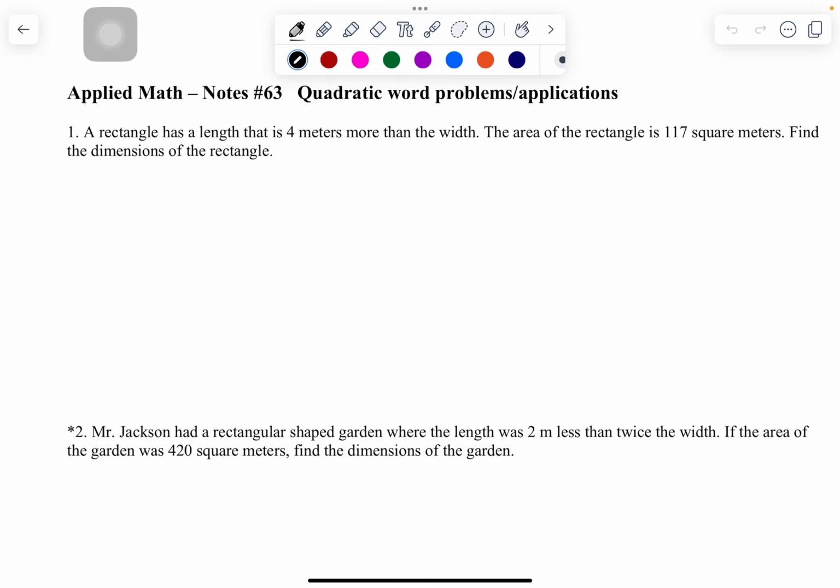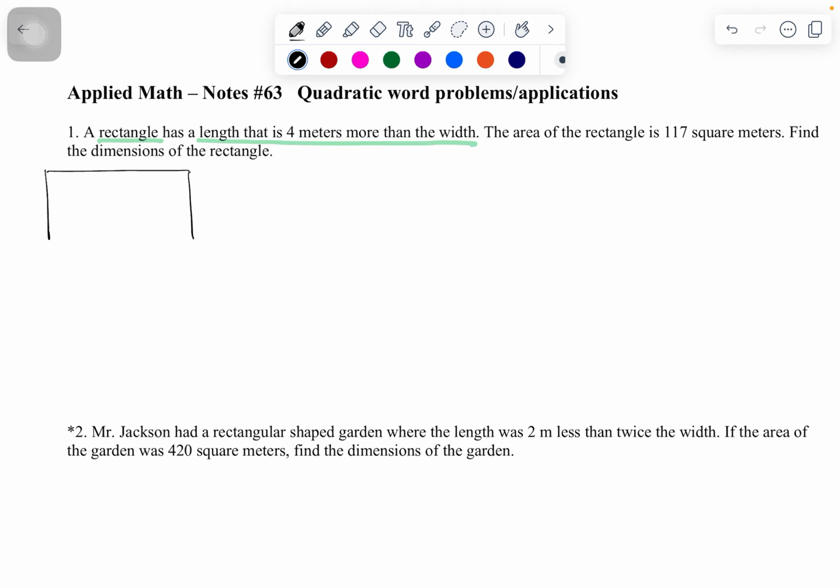All right, so we have word problems, and they're going to turn into quadratic equations. What we've got here is a rectangle that has a length that is 4 meters more than the width. I'm a visual person, so I want to draw this. How wide is this? I have no idea. I'm going to call it X. You could call it W for width if you wanted to.